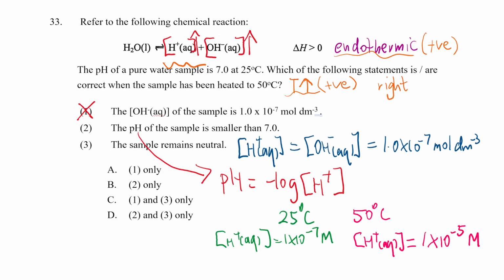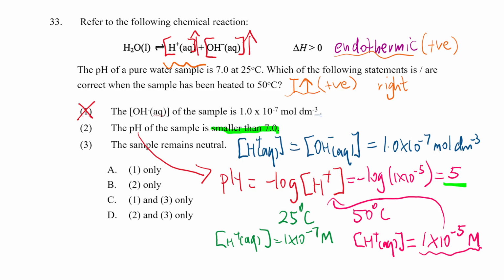So now I'm going to input this 1 times 10 to the power negative 5 into my pH calculation. What am I going to get? Negative log 1 times 10 to the power negative 5. And when you input it in your calculator, you should see that the pH now is 5. Obviously, this number is smaller than 7. So statement 2 or option 2 is correct. Now, option 3, the final option, it says the sample, however, remains neutral.